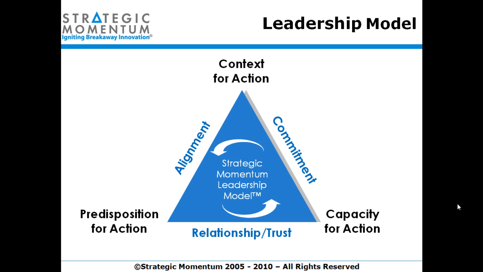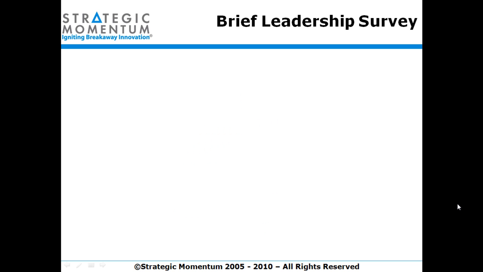We have more complex assessment instruments than this, but this is a really simple one. And it's kind of a brief leadership survey in terms of how the leadership is affecting the organization. And the first thing is, what's the level of relationship and trust? Is it at the lower end, 1 to 5, or is it the higher end, 7 to 10? And what would have to happen to make it a 10?